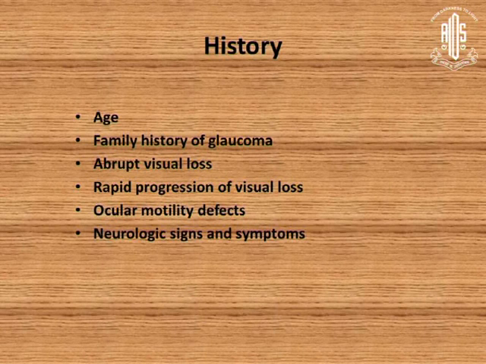Coming to the history, age is an important factor, and it's really specific. Age at presentation less than 50 years is very indicative of a non-glaucomatous problem. Again, a family history of glaucoma is a very specific indication. So if you have a patient in whom you're suspecting NTG with a family history of glaucoma, that pretty much puts your mind at rest. You may not need any further evaluation. A history of abrupt visual loss, rapid progression of visual loss associated with other neurologic signs and symptoms are indicative that you may need to probe this patient further.